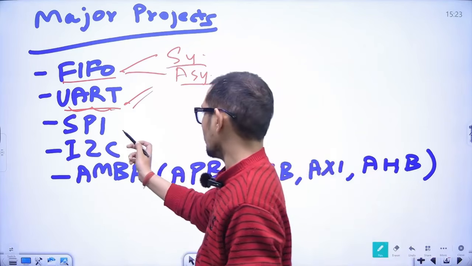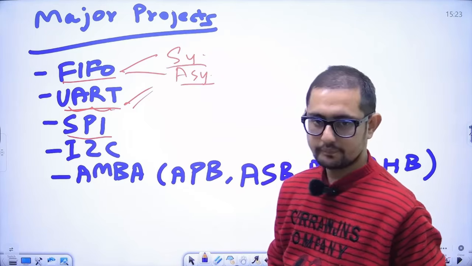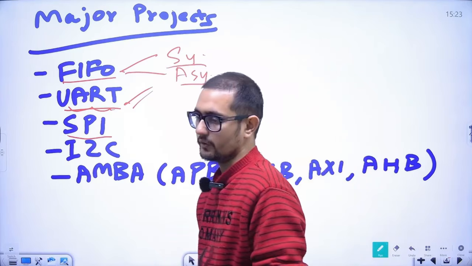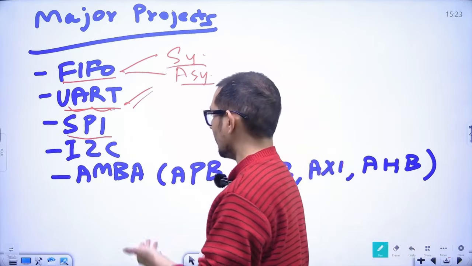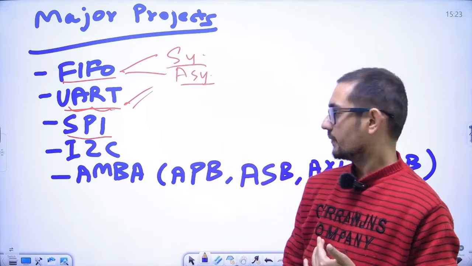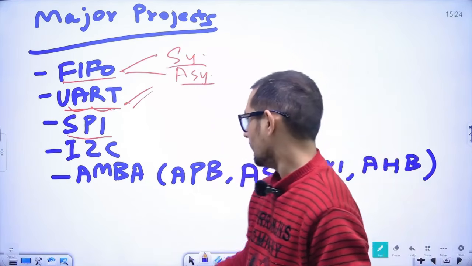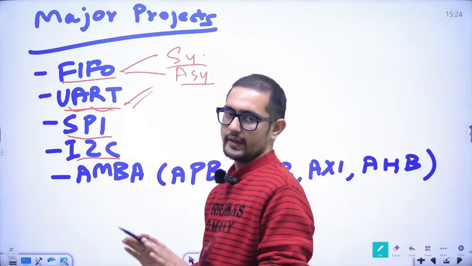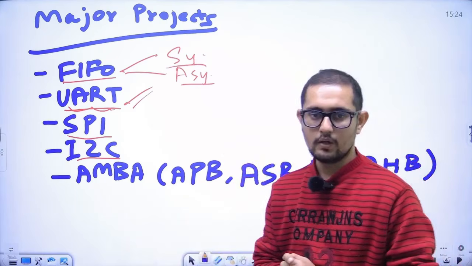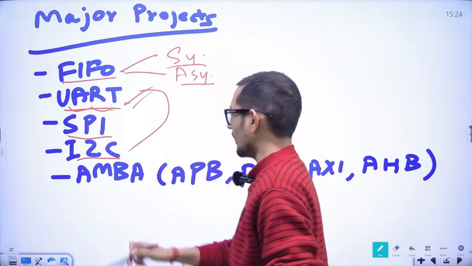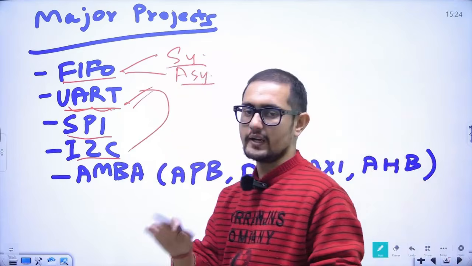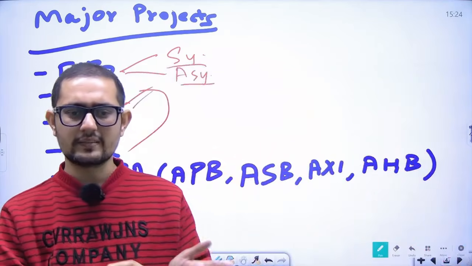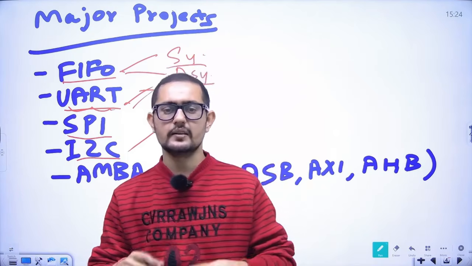Okay, next is also a communication protocol, SPI, Serial Peripheral Interface, right? So this is also one kind of communication protocol. Then we have I2C, Inter-Integrated Circuit protocol. This is also a very good project, also a communication protocol, right? These three protocols are quite similar logic-wise and functionality-wise, right? But the signals and all these things are different, while the functionality is quite similar.